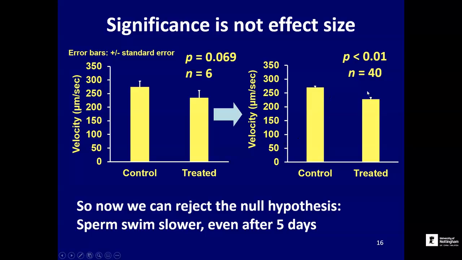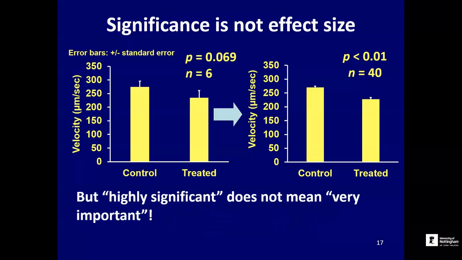Okay, so now we would reject the null hypothesis for day 5 and conclude that sperm swim slower even 5 days after the end of treatment, which then would make us have to perhaps think again about the value of this drug as a contraceptive. Maybe it has a long-term negative impact on fertility, even if that effect is small.